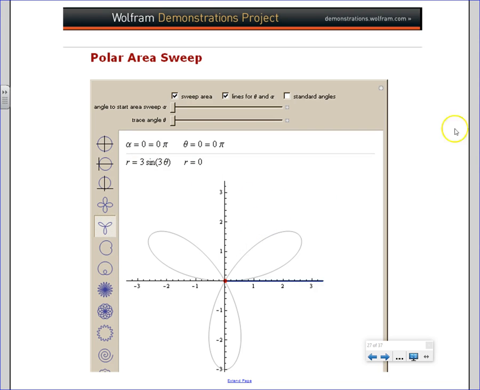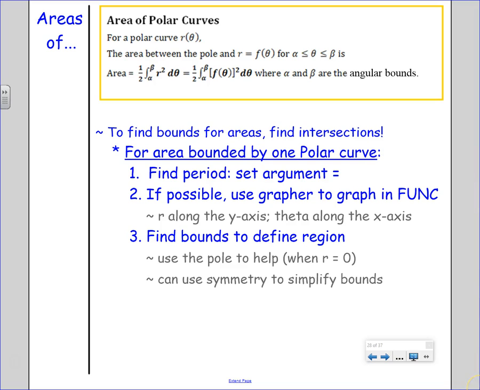All right, we need to get a better idea for polar area. So let's start at the beginning. Areas of polar curves. For a polar curve, r of theta, we're not talking about between or anything crazy like that, just to find the area inside. The area between the pole and r of theta, for theta between alpha and beta, is 1/2 the integral from alpha to beta of r squared d theta, and then we just plug in f of theta. That's what we already saw on the page before.